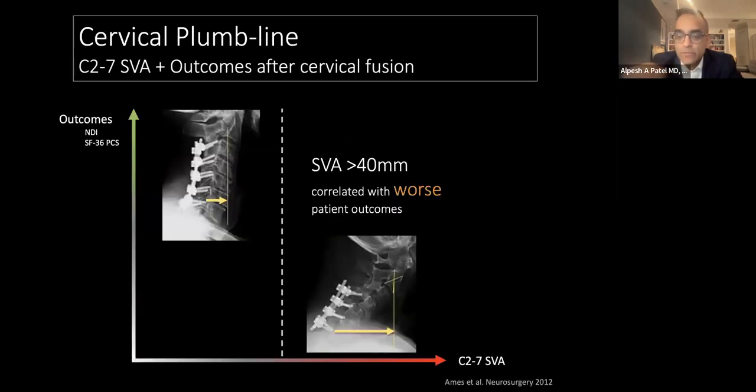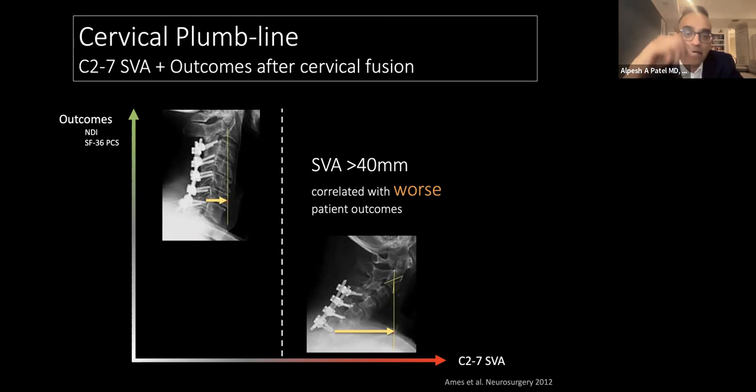SVA is the other one, and this goes back to, I think, that same study that we had talked about earlier, looking at outcomes and balance. If we look at the right side of the chart here, we identified that patients who had a C2 SVA, so a plumb line from C2 drawn to the back of the C7-T1 disc space, if that was more than 4 centimeters, they had worse outcomes with regards to pain and neurological involvement.